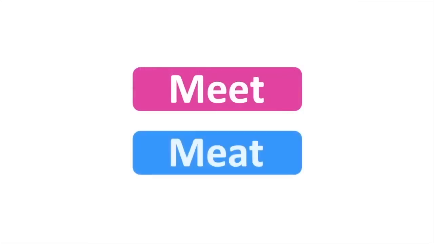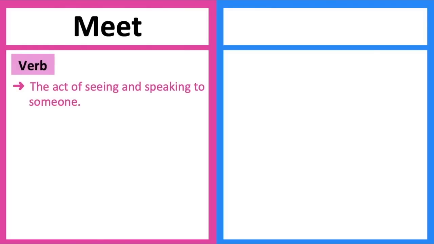Meet, meat. They have the same pronunciation, however, the spellings are different and they have different meanings. Meet. Meet can be a verb or a noun. As a verb, it refers to the act of seeing and speaking to someone. This is usually for the first time, but it can also refer to someone you meet often or someone you know very well.